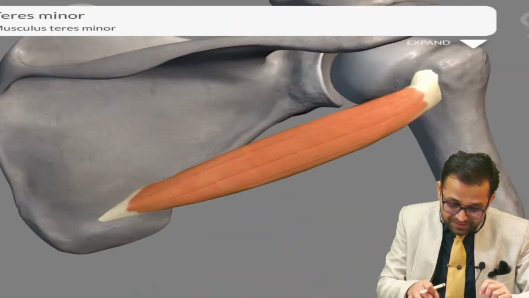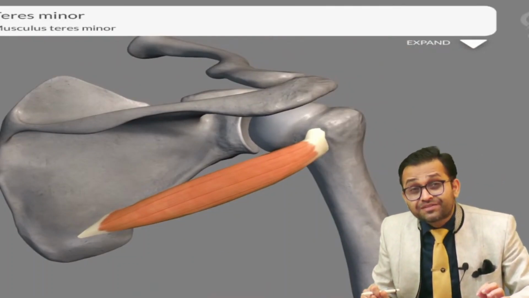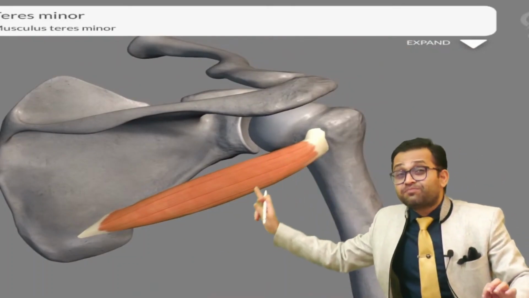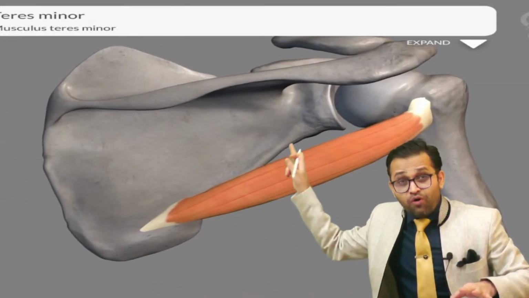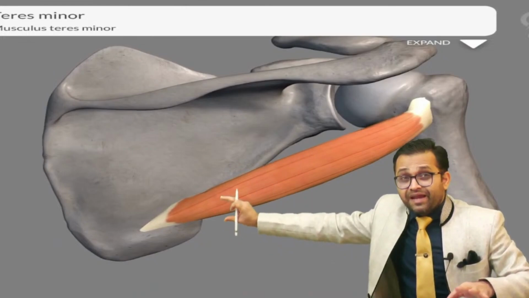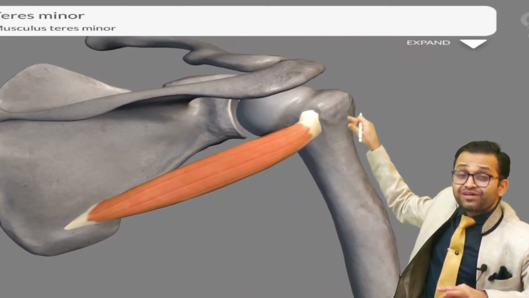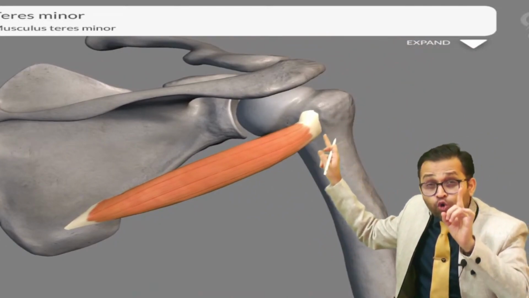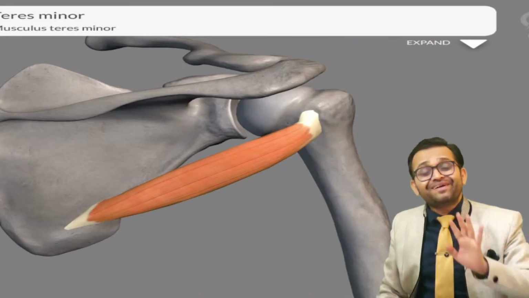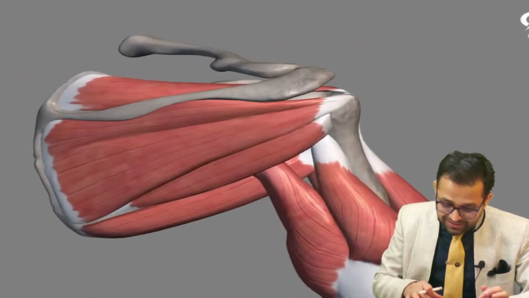Now look here, yes, this is your teres minor muscle. I had drawn. This teres minor muscle is taking origin from the lateral border of the scapula, and then it is taking insertion into the greater tubercle, where remember it is taking insertion into the lower impression of the greater tubercle. Okay sir.